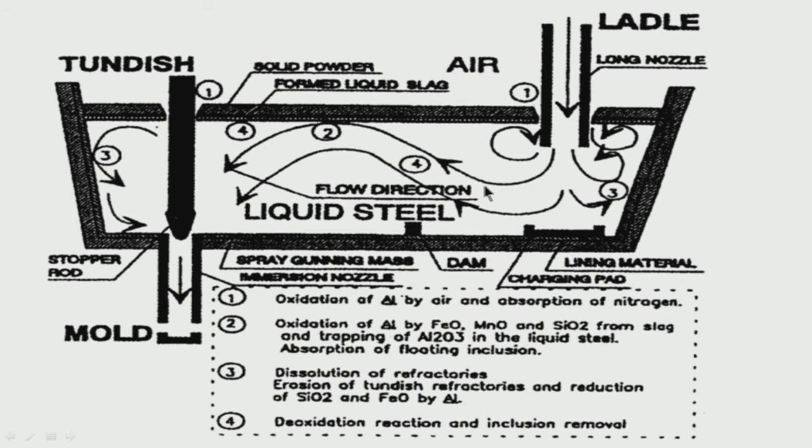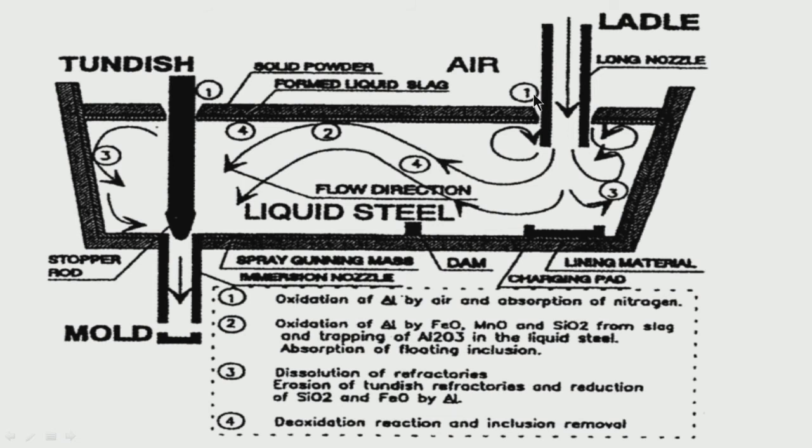Then liquid steel flows, and within the Tundish there is some residence time. This is very important. We should allow the liquid steel to remain in Tundish for some time, so that whatever inclusions are there, they should float up and get absorbed in the slag here. Then finally liquid steel comes down to the mold. Again there is a refractory nozzle, there is a stopper rod, or maybe some slide gate mechanism. Here stopper rod is shown, there may be a slide gate as well at the exit of Tundish to control the flow of liquid steel.